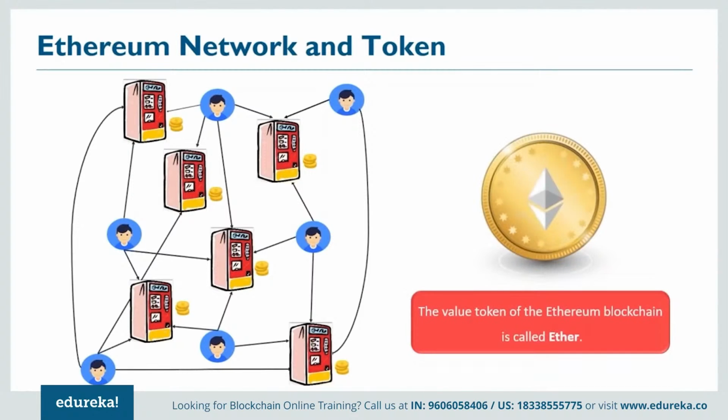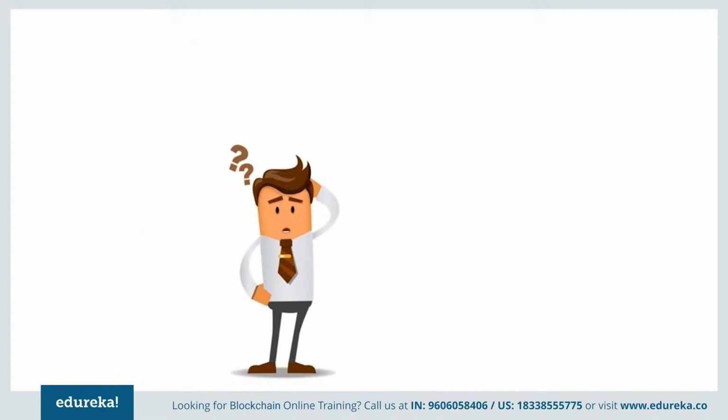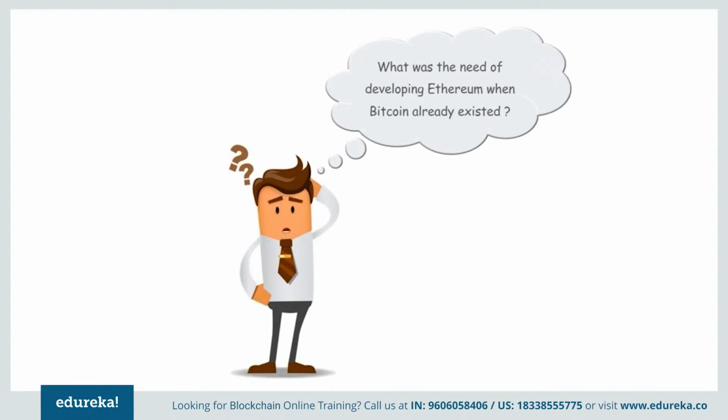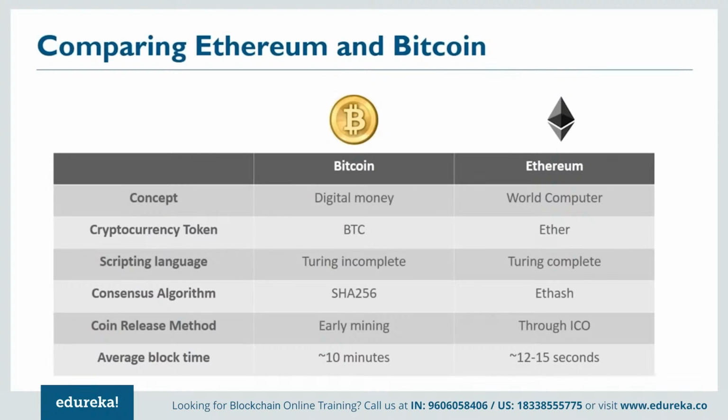Now the tokens that you had put inside the machine were actually ethers. Ethers are the cryptocurrency token of the Ethereum network and they're used to pay for the transaction fees. There's also another parameter called gas, about which we'll talk later, that is used to pay for the computational services on the Ethereum network. Now since we're still talking about transactions over here, I'm sure some of you might be wondering, why was there a need to develop Ethereum in the first place when the Bitcoin blockchain already existed? So I'll give you a clear understanding of how Ethereum differs from the Bitcoin blockchain on various fronts.